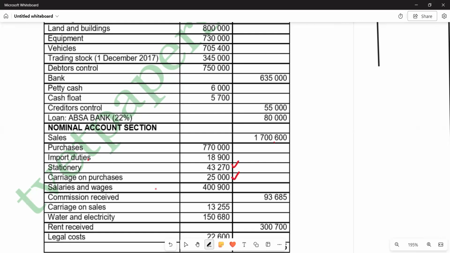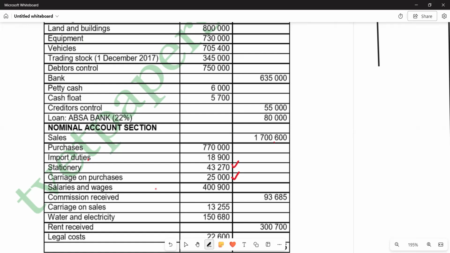Then we go to carriage on purchases. We did adjust this in the trading account, so we leave it. Then we go to salaries and wages. It's an expense of 400,900. And then carriage on sales, again, is an expense. We put it in the profit and loss account, 10,255. So let's just pick these three.